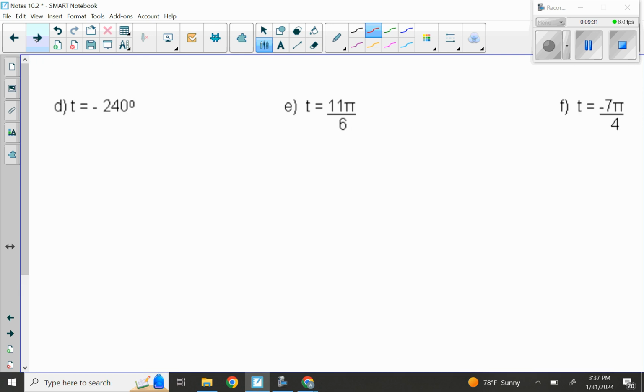So, looking at the next page. The next page is just more practice. So I'm going to go through these a little bit more quickly. I'm still going to just do sine, cosine, tangent. So I think your homework might ask you to do all 6. Do all 6 if that's what it says. So tangent of negative 240.